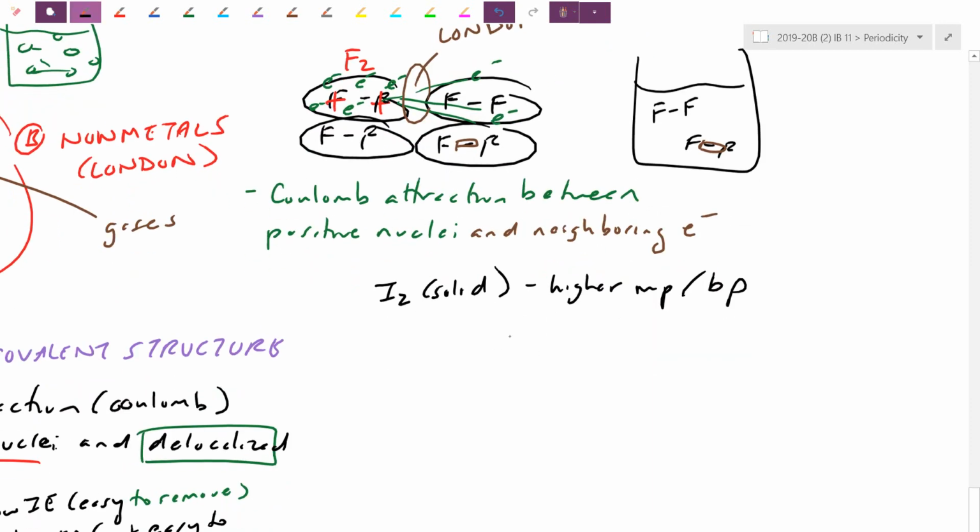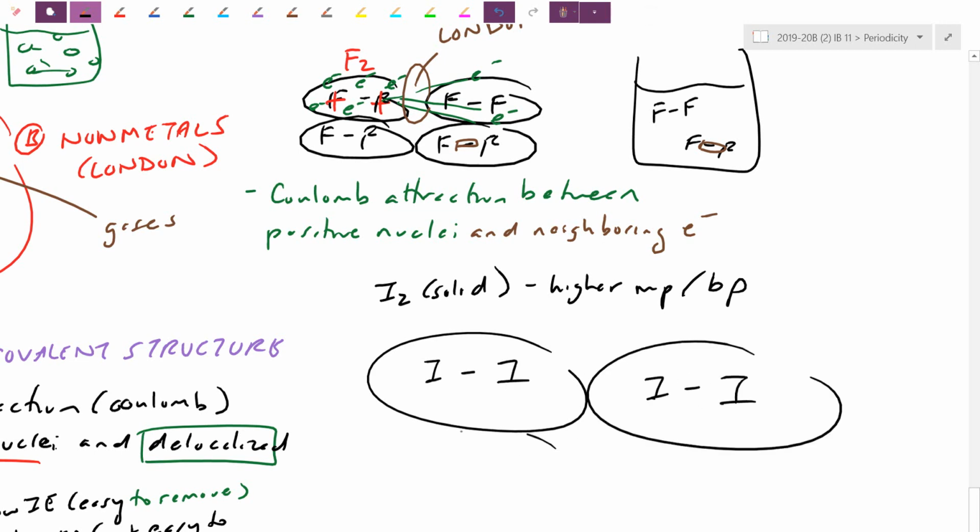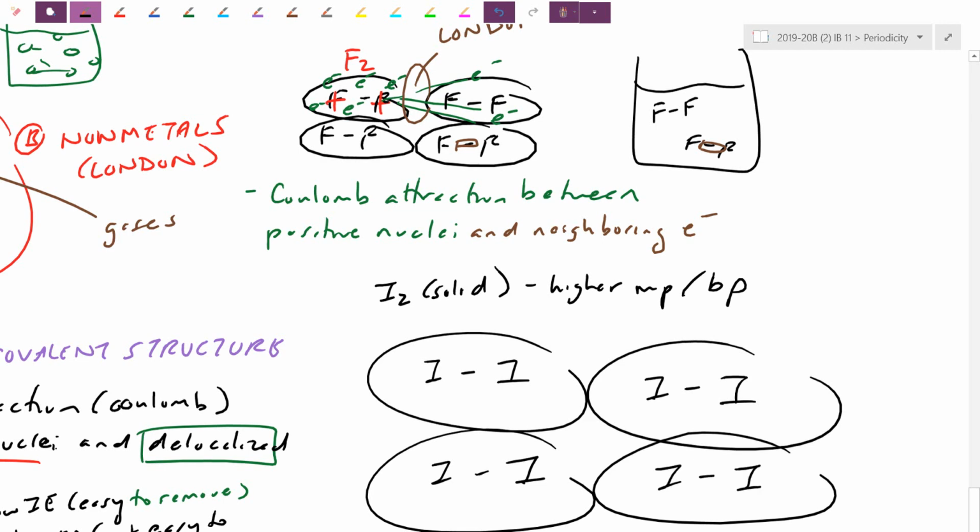For iodine, it's a much larger atom. Now what you would imagine here is, well, Coulomb says, if the radius is big, of course I don't attract as well. That is definitely true. The positive centers on these iodines are having to reach out quite a bit farther to touch the electrons on the neighbors, so the attractions are going to be weaker.